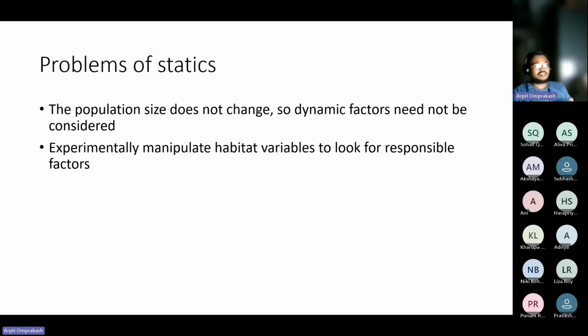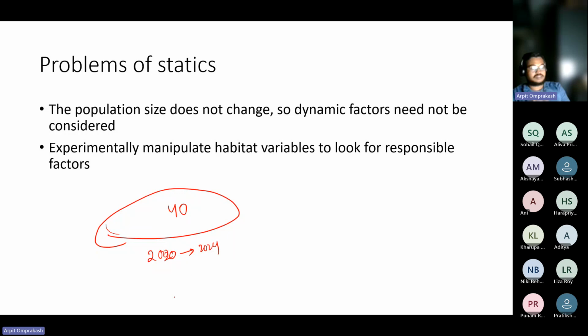Now, when we are looking at a static population, the population size is not changing, so we don't need to look at dynamic factors, but we can experimentally manipulate the habitat to look for why the population is static at this number. So, for example, let's say we have an elephant population in some area, and let's say there are only 40 individuals. And we see time and again, let's say we have been monitoring this area till 2024, and every year we see that the population of elephants is around 40. It does not change.